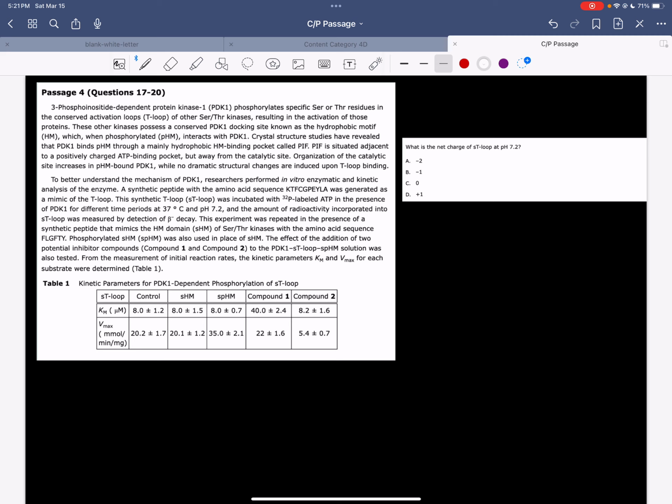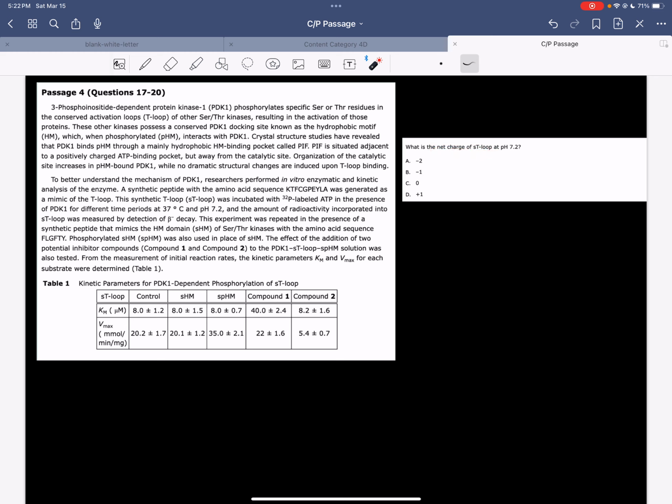So let's start with this first question. The question was asking, what is the net charge of ST loop at pH 7.2? So for me, I haven't read this passage. I have not done anything yet. What I will do first of all is I'm gonna go to the passage. And by the way, this is an MCAT CP, I think full length 2 passage, if I can remember. I don't know where I got it from, but I know it is the official AAMC MCAT CP section passage.